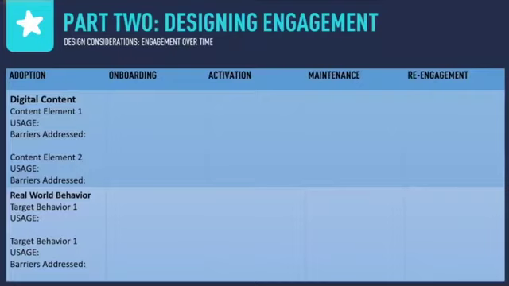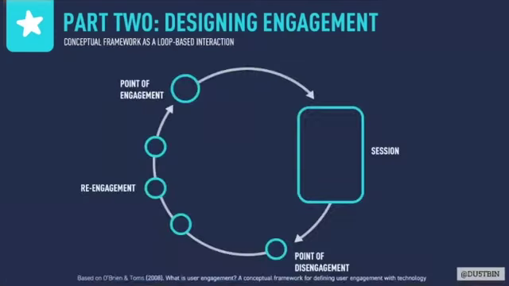I'm going to go a little faster. We can put these into matrices as well. I think this one's from a workshop, but really thinking about the life cycle or the journey from adoption through maintenance and re-engagement, what content elements you have, the usage that you expect, what barriers you address, along with real-world behaviors as well, what those target behaviors are, and the usage there too. All right.